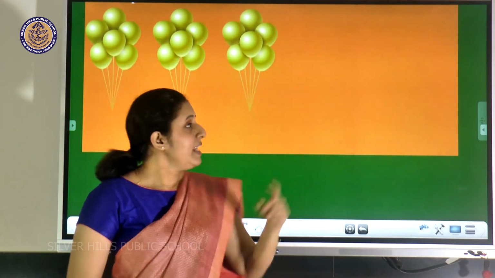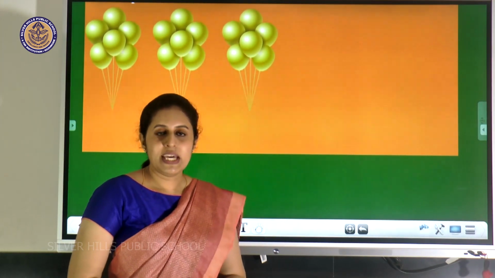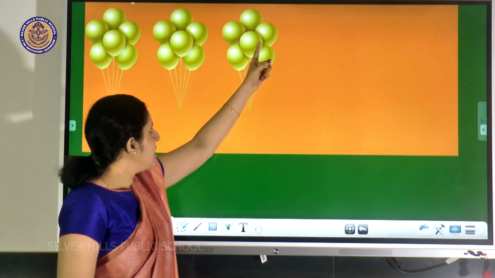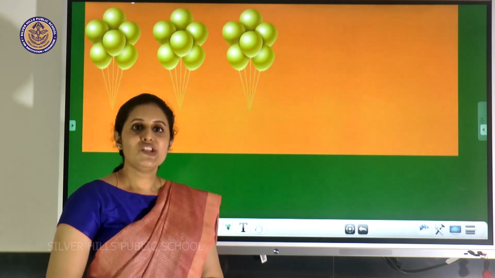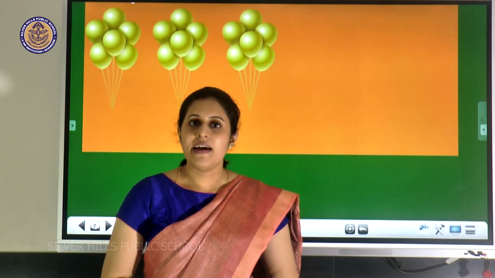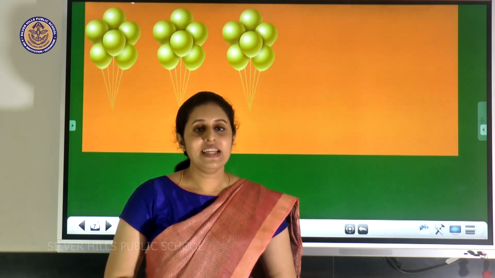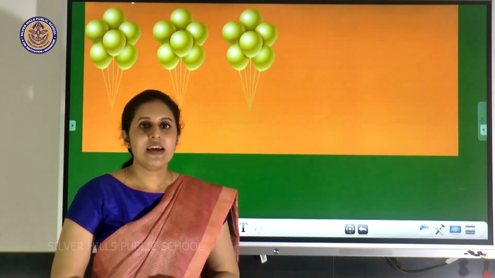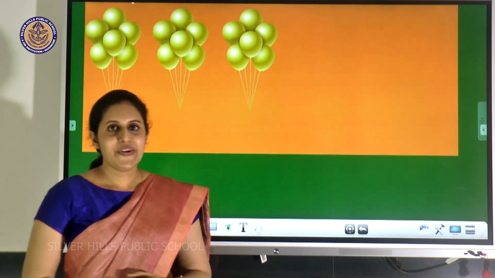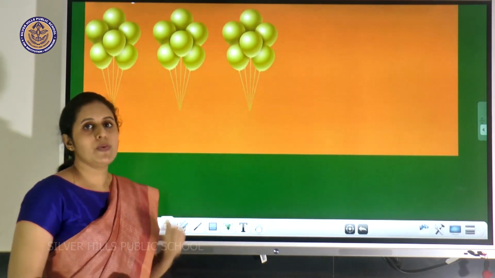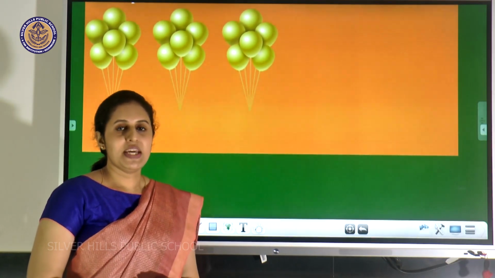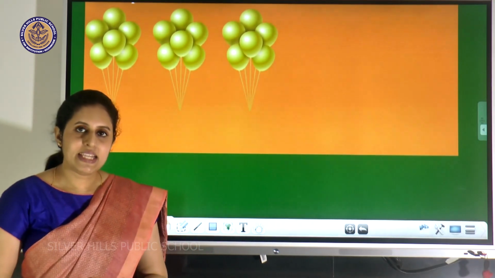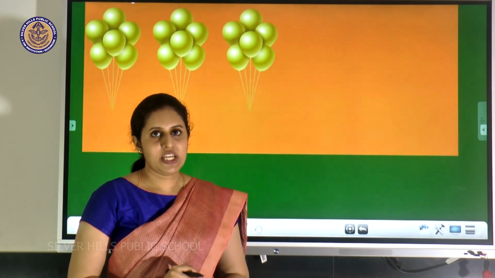So, he is buying 3 clusters of balloons for her birthday party. Now, in each of the clusters, you can see how many balloons? Let's see in this cluster, 1, 2, 3, 4, 5 and 6. So, in each cluster, there are 6 balloons. How many such clusters are there? 3 clusters. Yes, very good. So, then how many balloons did he buy altogether? Now, you are going to find the answer using multiplication.